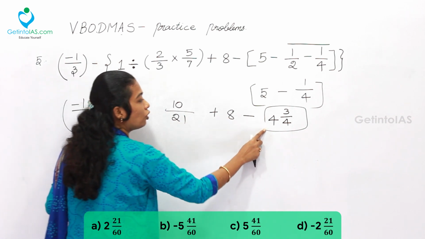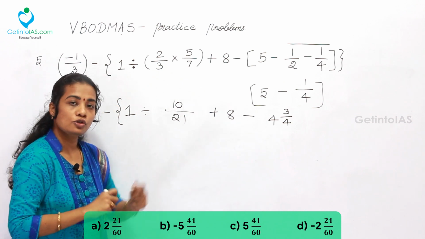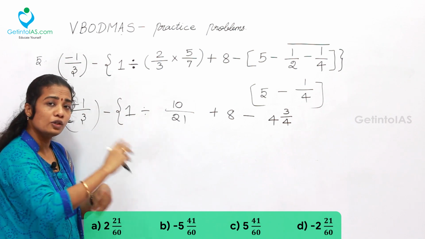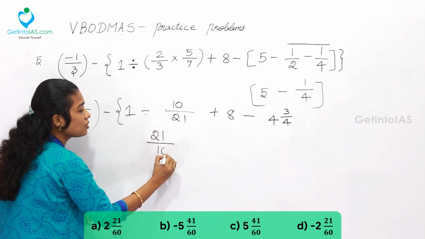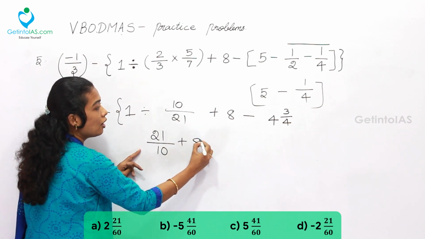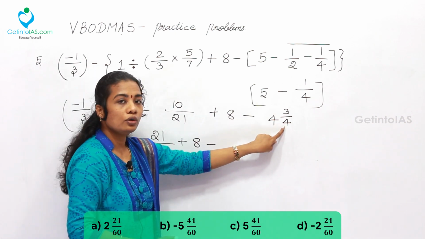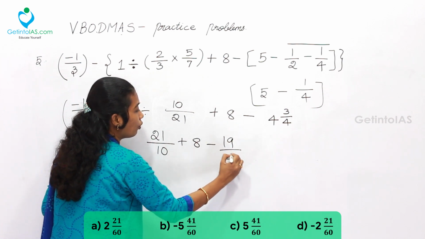So here we can remove this box also. Among these three operators, which is to be done first? Division should be given preference. So here 1 divided by any value will give you the reciprocal. So 1 divided by 10 by 21 is simply 21 by 10. So plus 8 minus 4 3 by 4. Here convert into fraction. 4 into 4, 16. 16 plus 3, 19. 19 by 4.